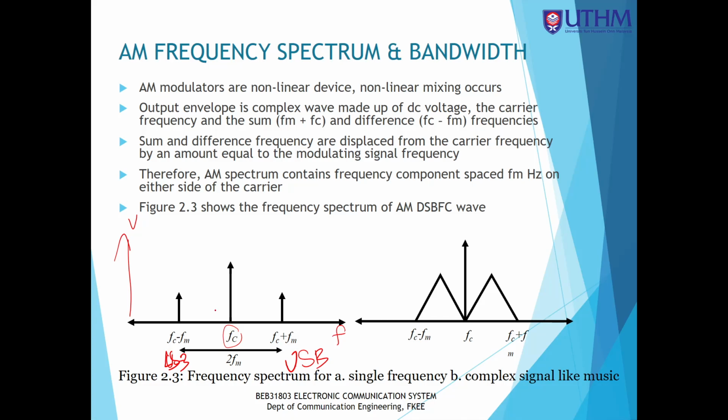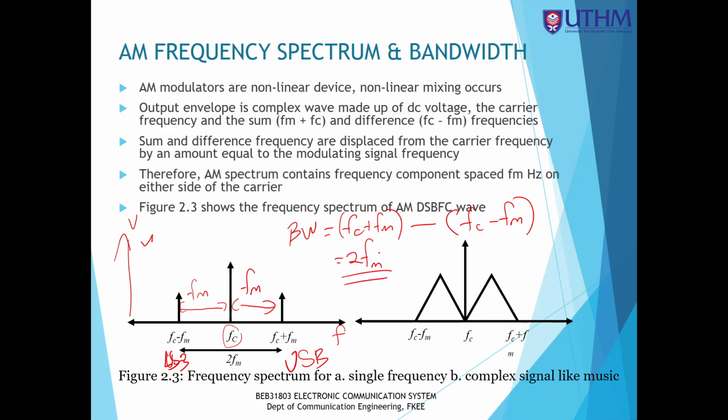So now we want to calculate the bandwidth. So the bandwidth is, you see that here the distance is Fm. Here the distance is Fm. Jaraknya adalah Fm dan Fm. Okay, so that's why the bandwidth is 2Fm. Okay, kalau you nak kira secara mathematicsnya, dia adalah bersamaan dengan upper sideband Fc plus Fm, minus the lower frequency Fc minus Fm. Okay, so it is equal to 2Fm. Okay, jarak dia punya bandwidthnya adalah 2Fm.